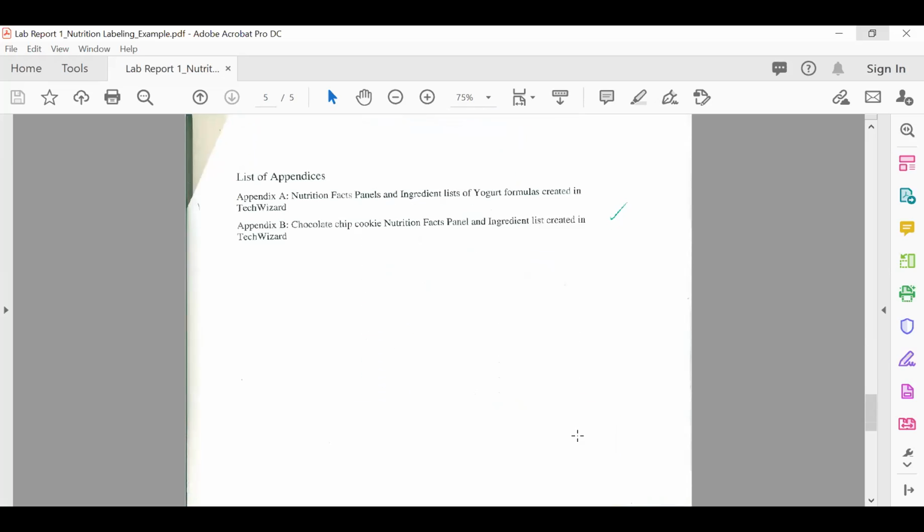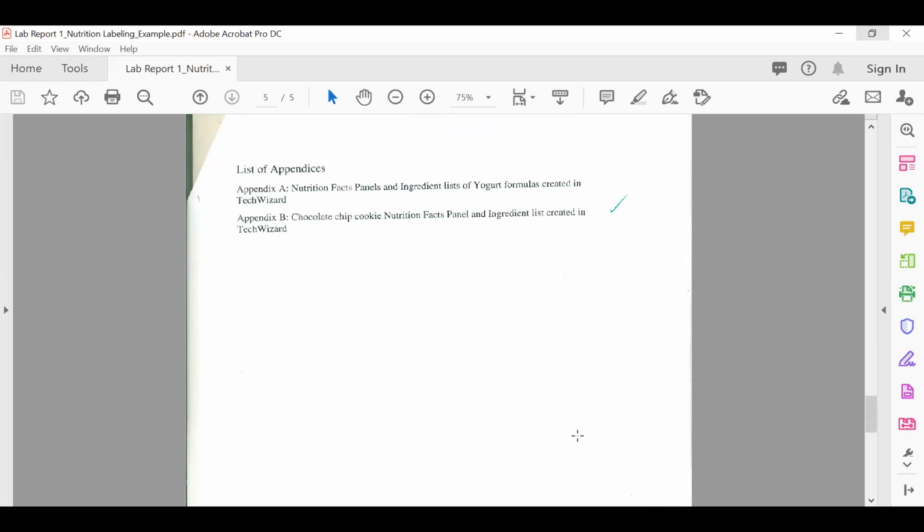And then lastly, in this case, you will list your appendices. So in this particular student case, their appendices had the nutrition facts panel and ingredient list of the formulas. So again, I explained earlier that in this particular lab, the data in the raw data is the same as in the results section.